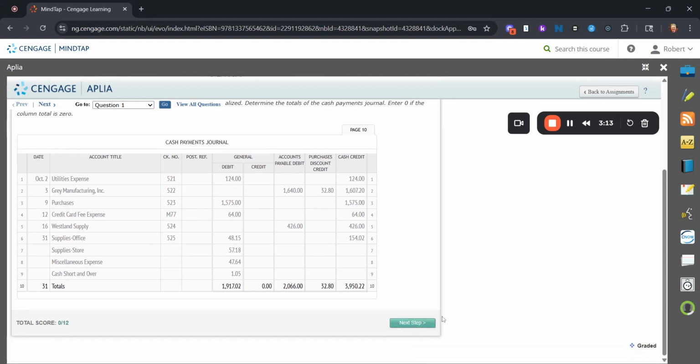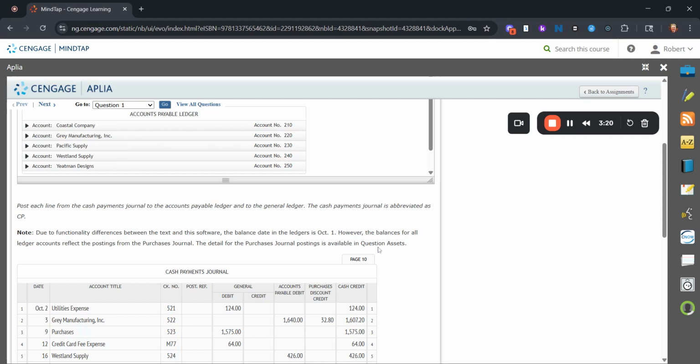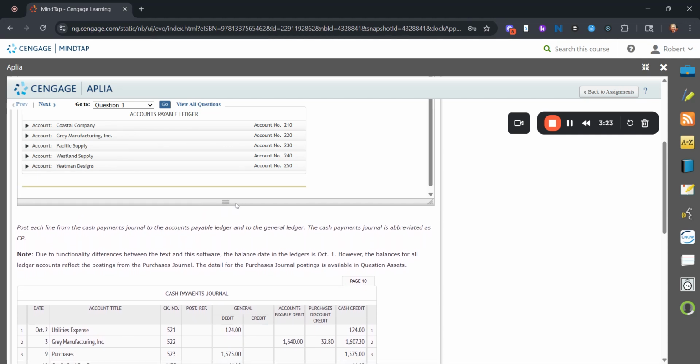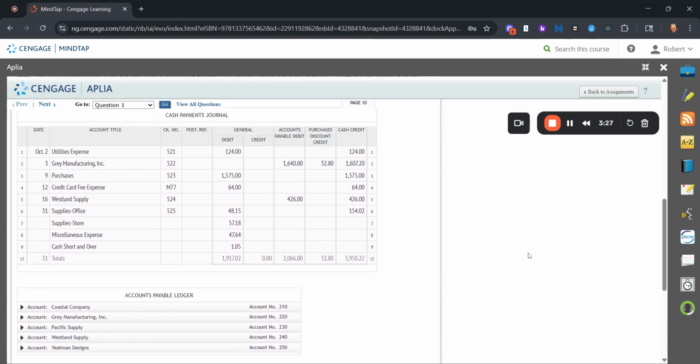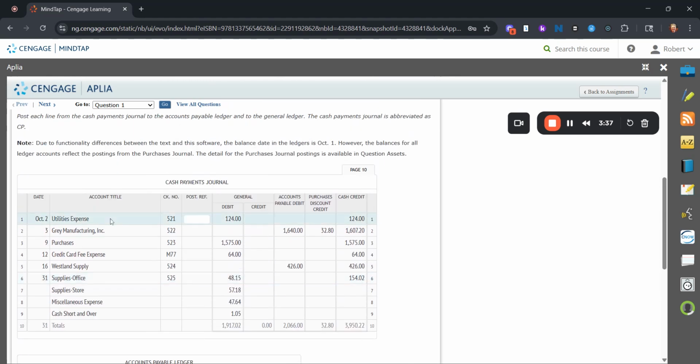Okay, so there is step 1. So now we'll go to the next step. This is what's going to take the longest here. And now we need to post all of these account transactions into the ledgers. So we'll start with utilities expense. Just a reminder, this is cash payments journal, page 10. So when we use our posting reference, we're going to use CP for cash payments, 10 for page 10. So CP 10.